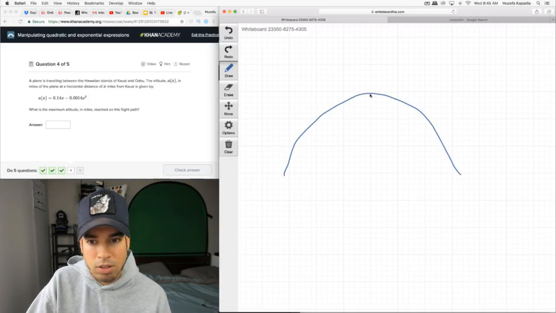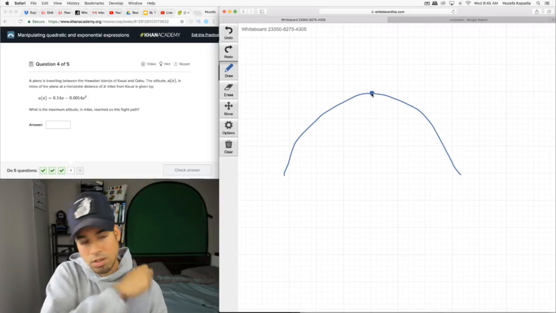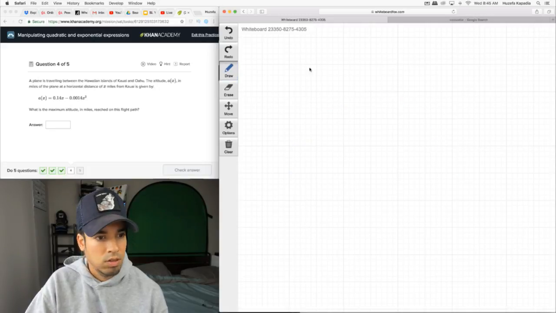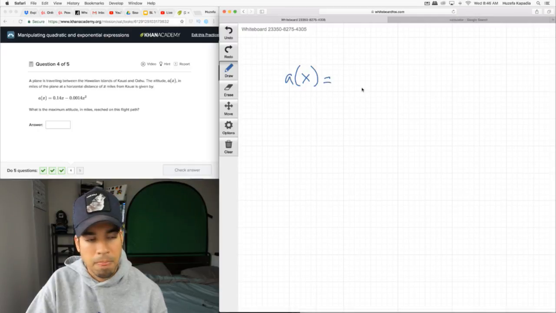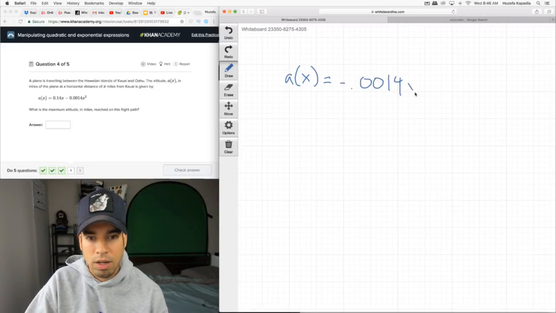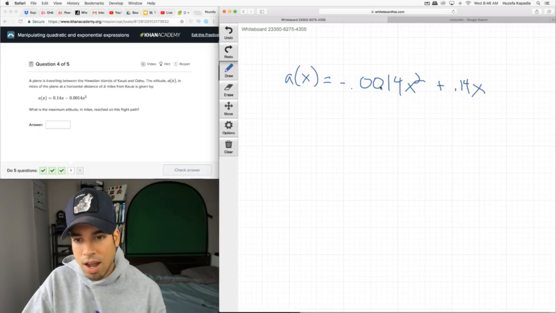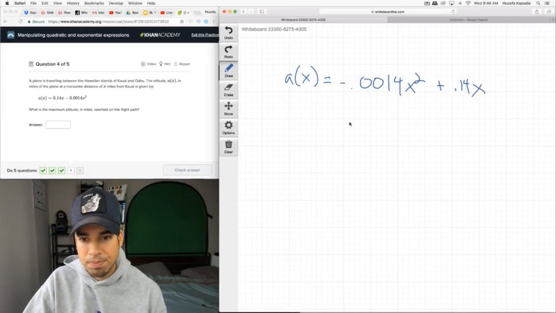What is the maximum altitude? Again, we're trying to find the vertex. All this means is we're trying to get this into vertex normal form. So let's reframe this as follows. I'm going to first put the x squared term in front: negative 0.0014x squared plus 0.14x. Then before we can do anything, we need to factor out this coefficient.